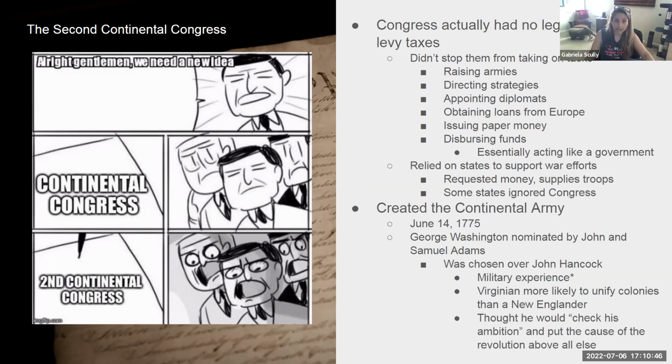And what gives people authority, honestly, is the ability to get money and raise money for things. Money talks, right? And Congress has no authority to get money from any of the states. So they're like, okay, everybody, this is what we're going to do. And they have no money. So they raise an army that they can't pay, and they send diplomats to Europe that they can't afford to send.